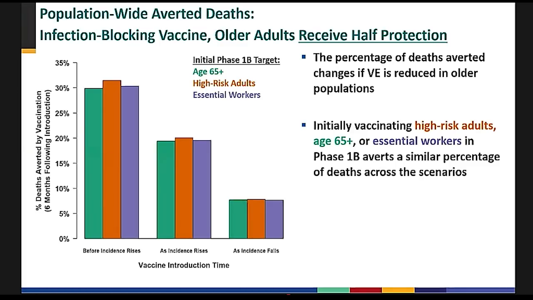In this sensitivity analysis, we find that initially vaccinating high-risk adults, age 65 plus, or essential workers in phase 1B averts a similar percentage of deaths across the scenarios. Next slide, please.